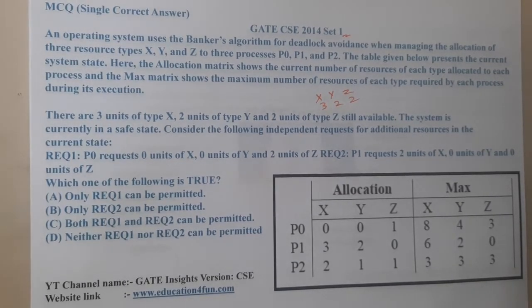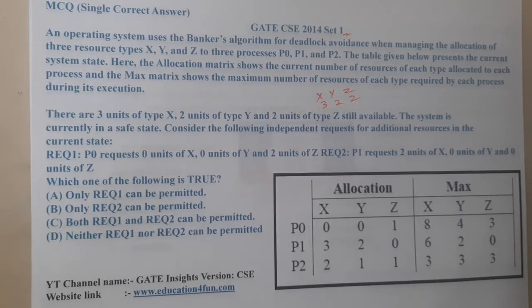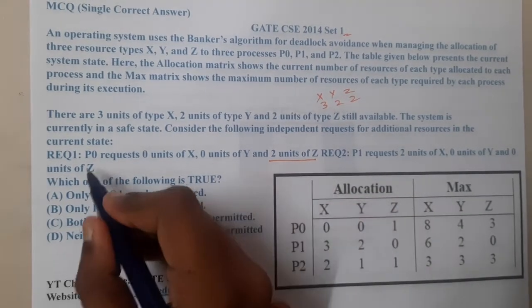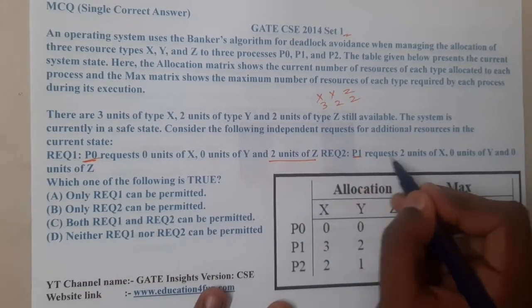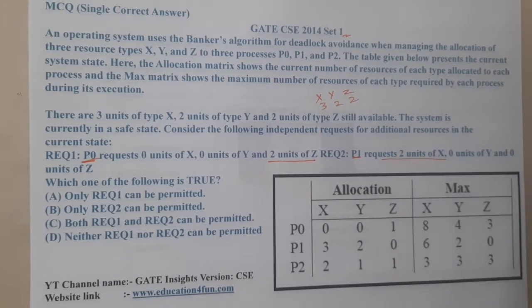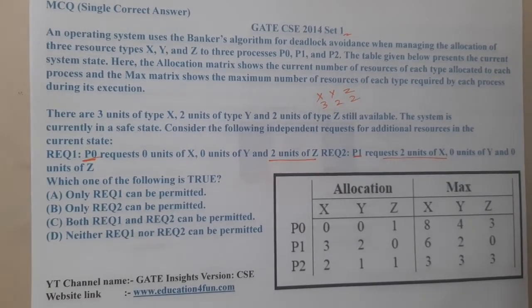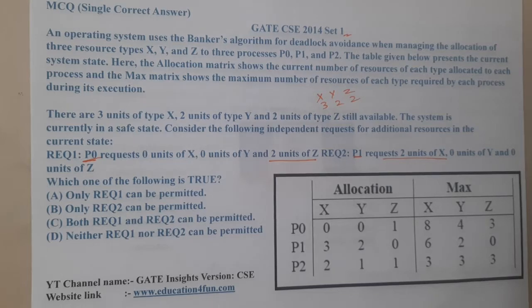Consider the following independent requests for additional resources. Request 1: P0 requests 0 units of X, 0 units of Y and 2 units of Z. Request 2: P1 requests 2 units of X. If these two requests are made, which of the following is true? Only request 1 can be permitted, only request 2 can be permitted, both can be permitted, or neither can be permitted.